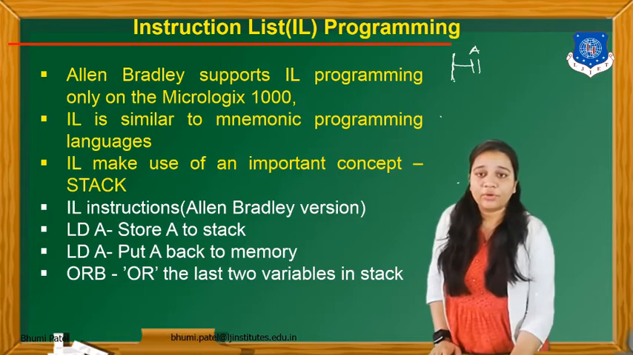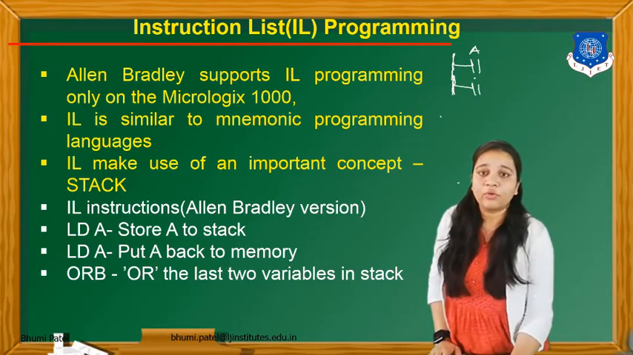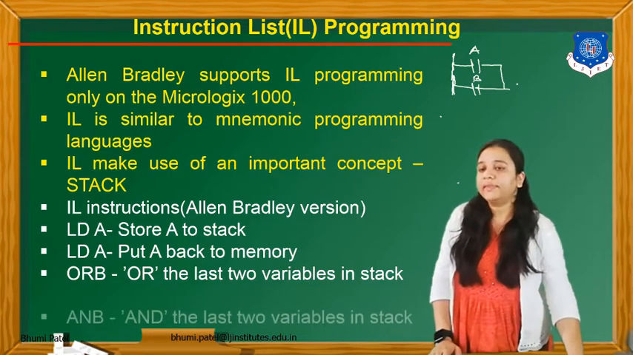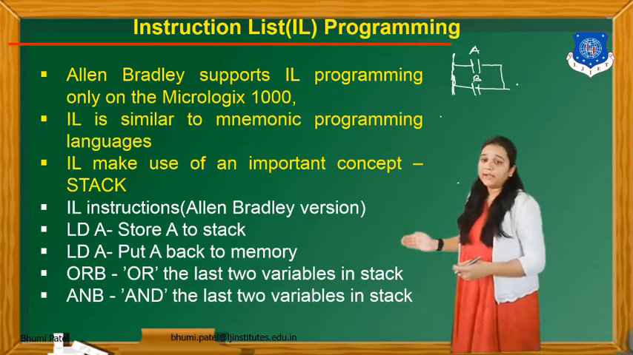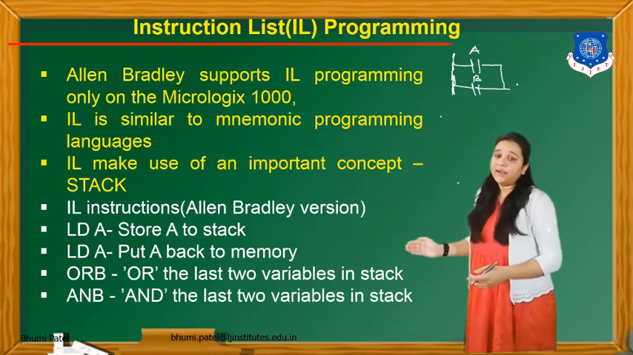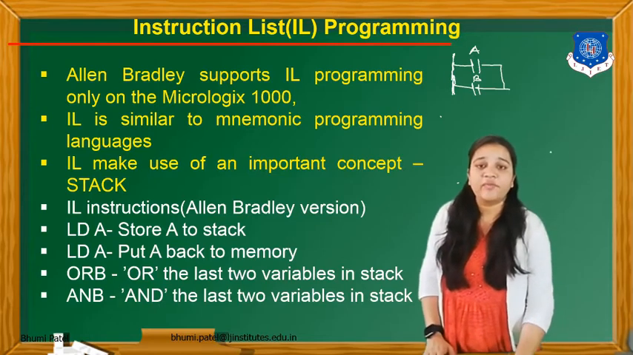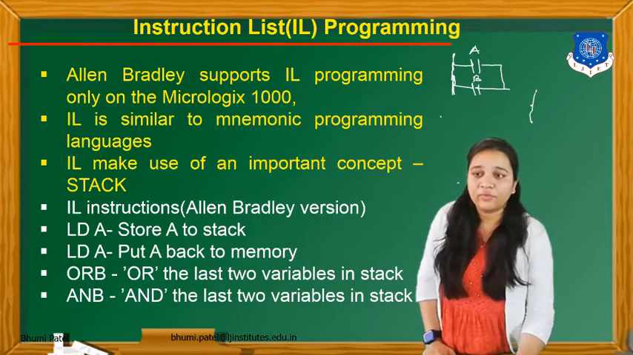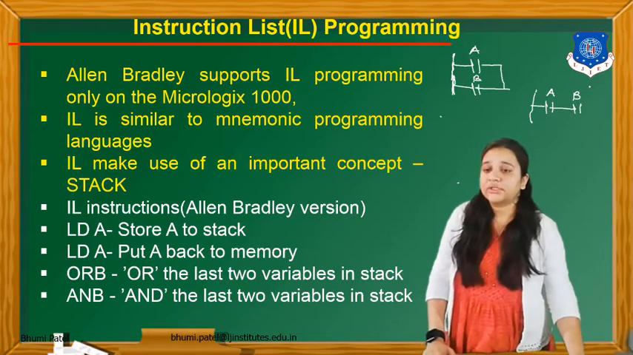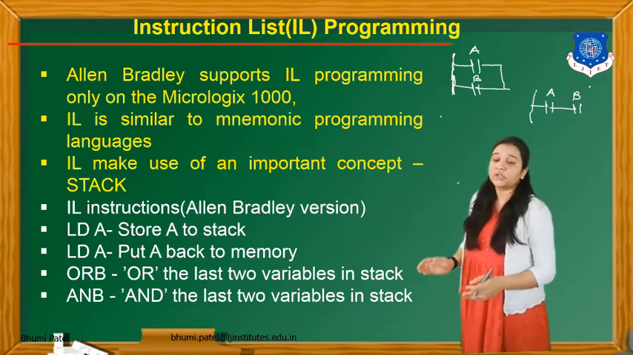So we have to draw the ladder diagram for this particular instruction. We OR the B input with the A input, and then we have to AND B. That means AND the last two variables in the stack. That means we are operating on two variables, the first variable will be A and the second will be B. Okay, so this is the format of the instruction list.